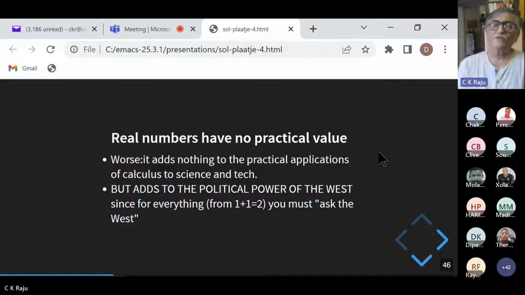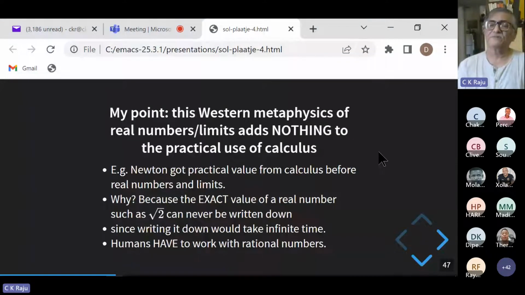So Newton, how did Newton get practical value without real numbers? He did some theory of gravitation and so on. So he did not need real numbers, because the exact value of a real number, you can't write down. It will take you an infinite amount of time. So you have to work with rational numbers. You don't have real numbers.